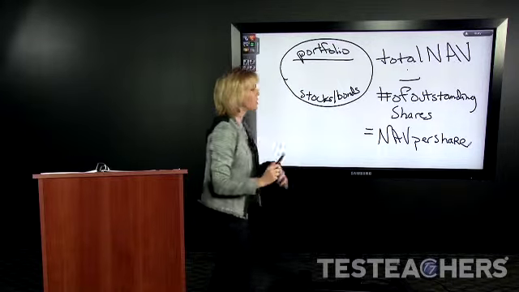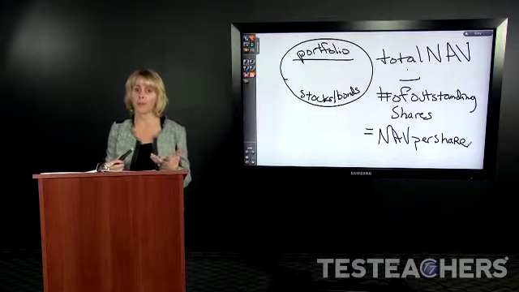Now, what's going to cause your NAV per share to go up? Appreciation of the assets in the portfolio. What's going to cause your NAV per share to go down? Depreciation of assets in the portfolio. So it's the expansion and contraction of the portfolio, the balloon, if you will, that causes your mutual fund's share price to change.